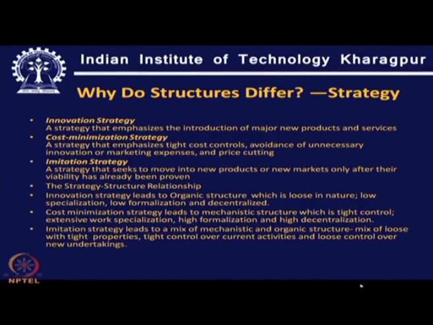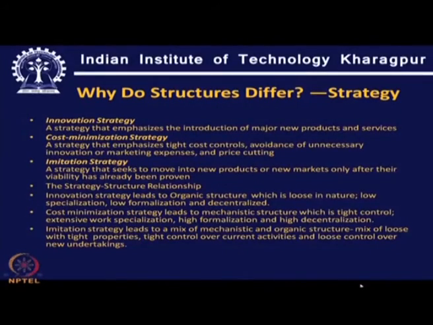Now, the relationship between strategy and structure is that innovation strategy is more of an organic nature. Why? Because an organic organization supports innovation and creativity. It gives scope for people to interact and communicate with each other. So, when you are talking of innovation strategy, organic structure is the answer. If it is a mechanistic organization, innovation is not possible, as it is not supported by that type of organizational structure.